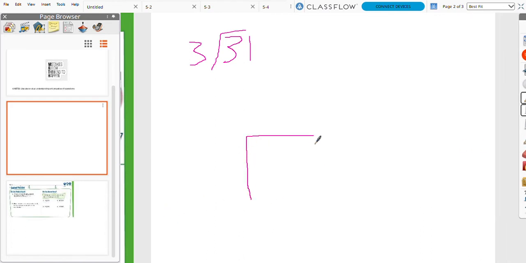So I'm going to draw my first square in my area model. And I know my 3 is here because that's my divisor. So your divisor always goes on the left. The numbers are your partial quotients. They're going to go on top. So you're going to add them across.